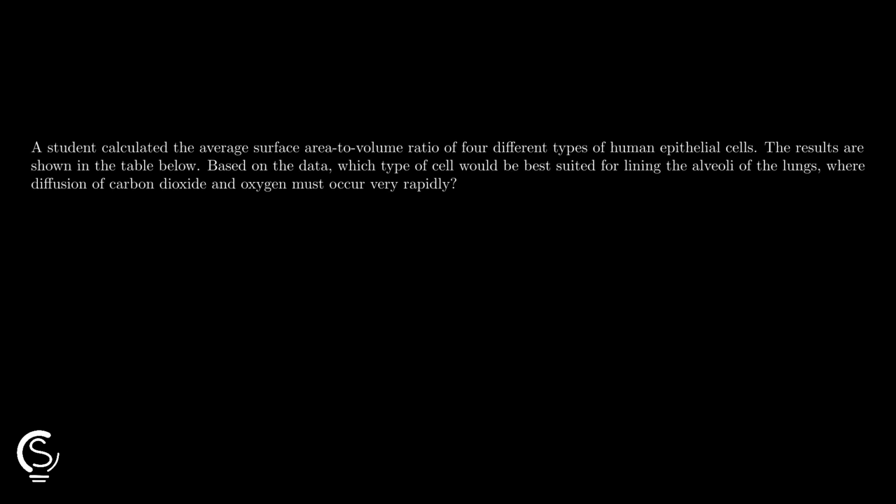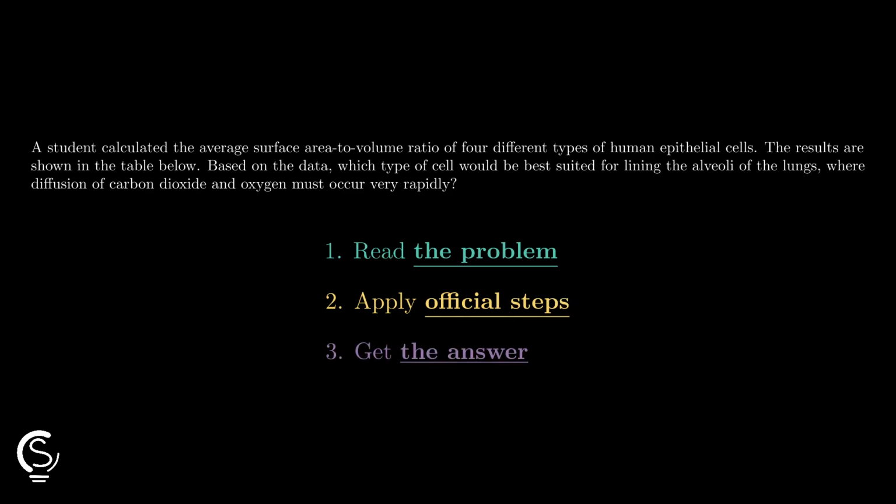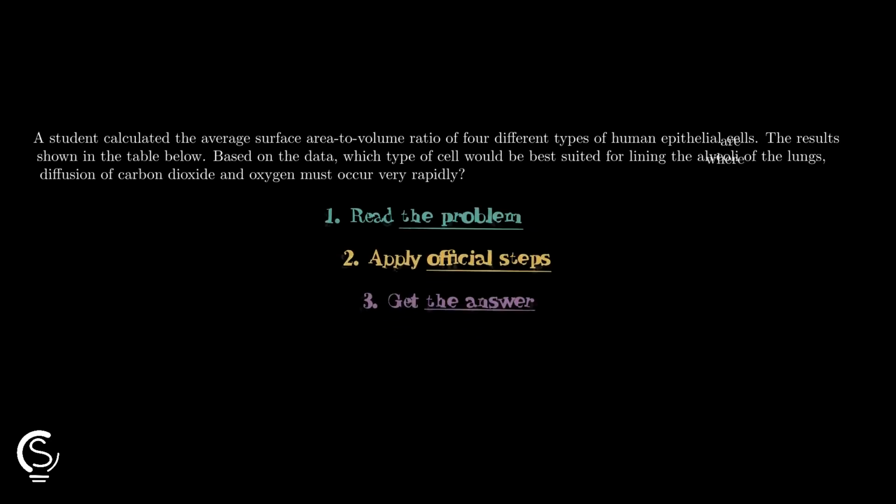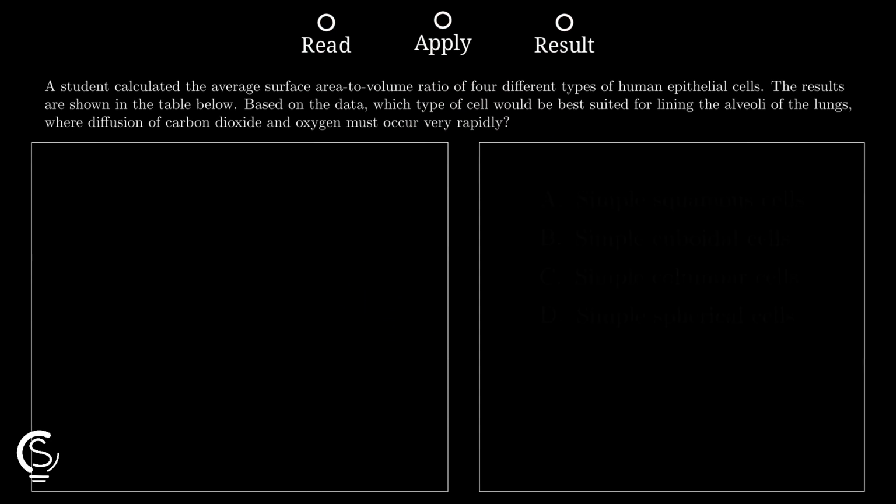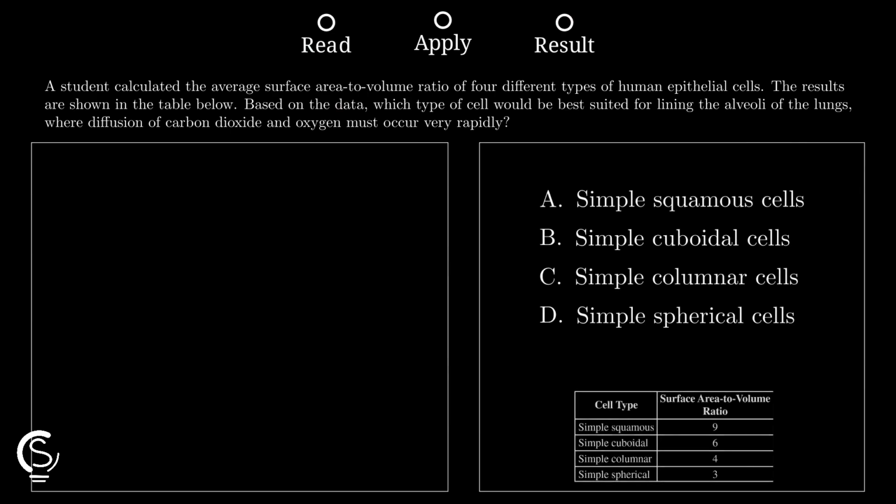Alveoli questions get easy fast when you focus on what speeds diffusion, because the best lining cell must maximize exchange across a very thin surface. The key idea: faster diffusion happens when surface area is large compared with volume, because more membrane is available for gas exchange at the same time.